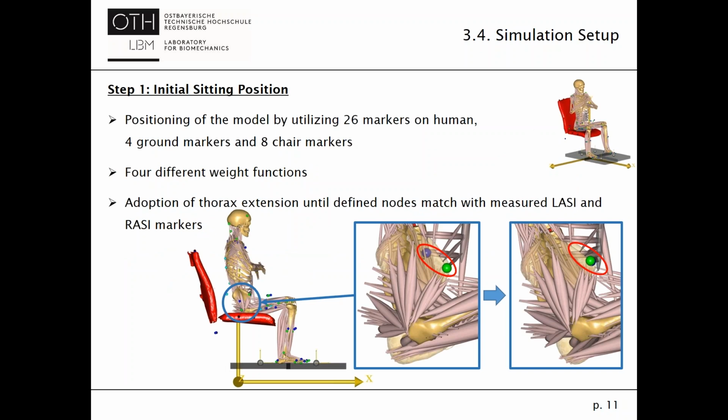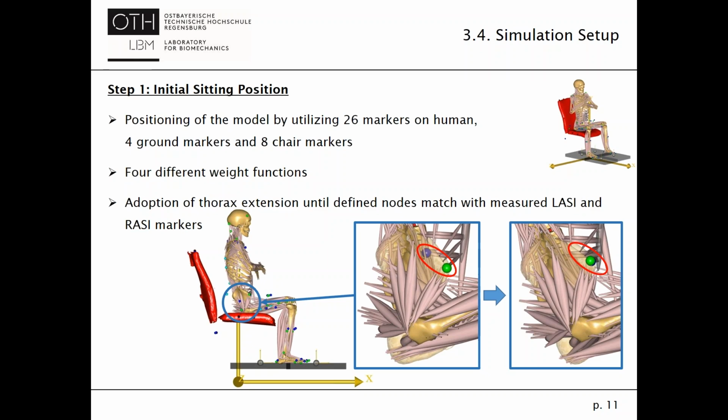Now we'll give some detailed information on the simulation setup. We have 26 markers for the positioning of the human. Here you can see several blue and green markers. The green markers are the positions on the human where the markers should be, and the blue markers are the measured markers, meaning the positions where the markers really are. We have 4 markers on the ground and 8 markers on the chair, where 4 of them are on the seat pan and the other 4 are on the backrest. As some anatomic landmarks are hard to palpate or imprecise due to the overlying muscle layer, we use 4 different weight functions.